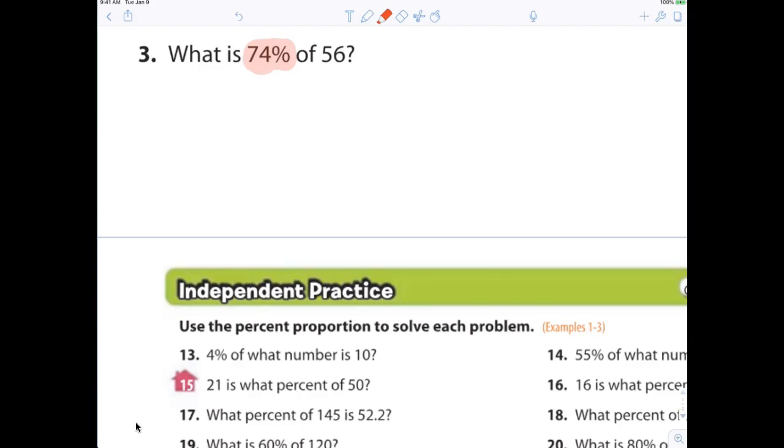74% is what? It is 74. Yes, there you go. So we say 74 over 100 is equal to x over 56. Is over of, x over 56. It's fine if it's in the other order, right? Yeah. If you write it so it's x over 56 equal to 74 over 100, I don't care. All right? Now, when we cross multiply, Chloe, tell me what we got.